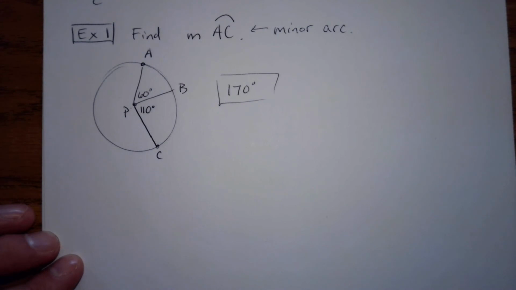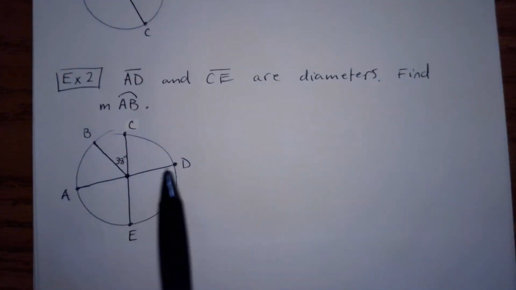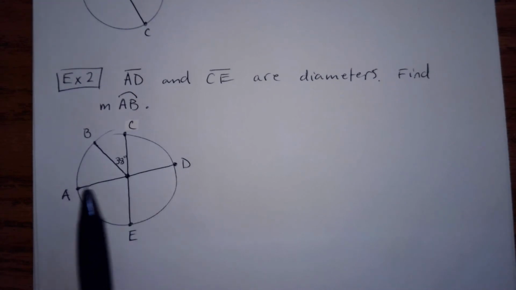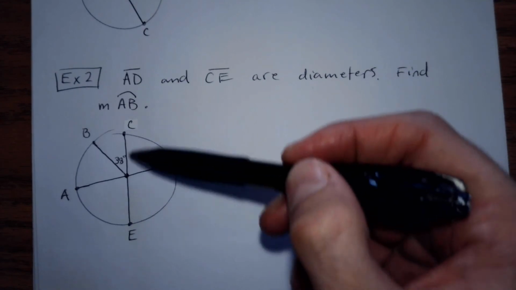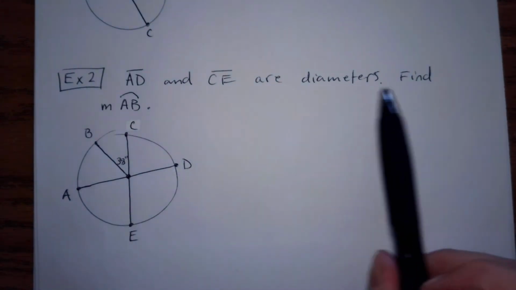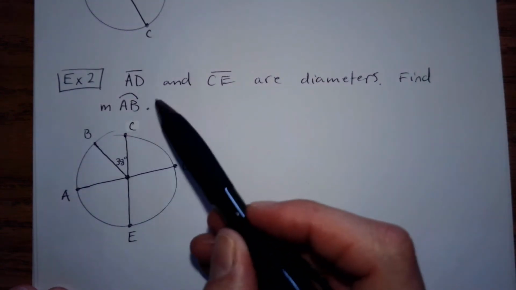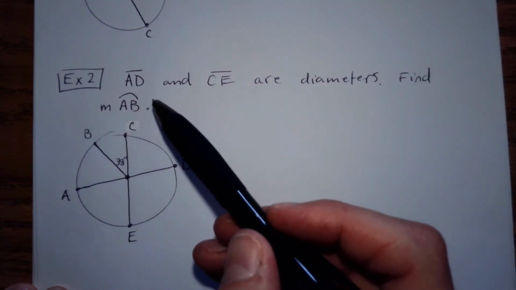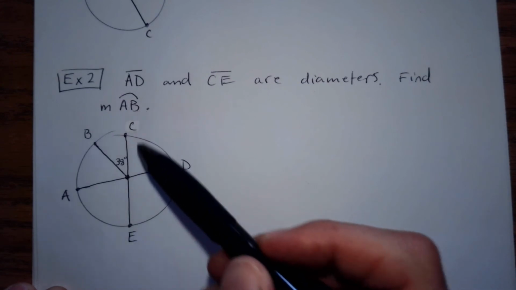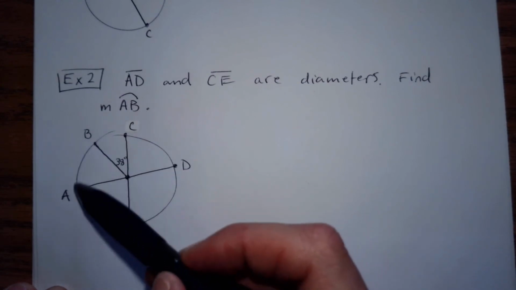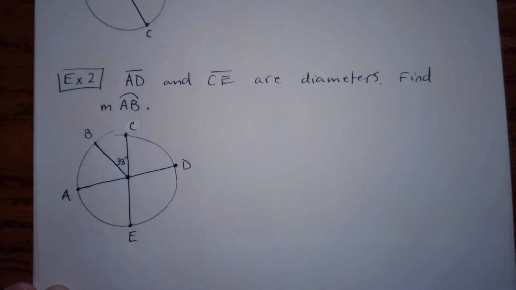Simple enough. So first, AD is a diameter, which means it's a straight segment all the way through the center. CE is a diameter all the way through the center. Find the measure of arc AB. If there's no third point in the name of the arc, then you're going the short way around for the minor arc. So AB, you're trying to find this. I'll give you a second for that.